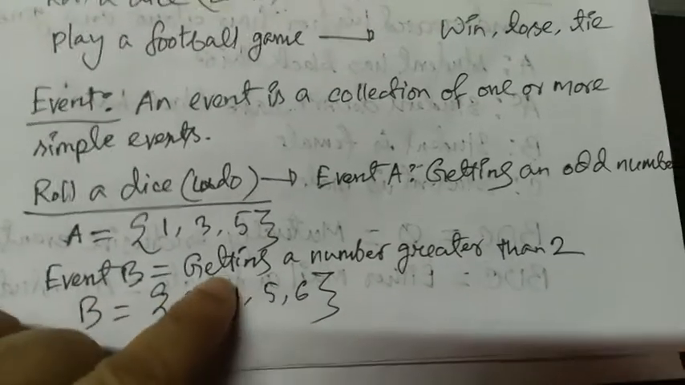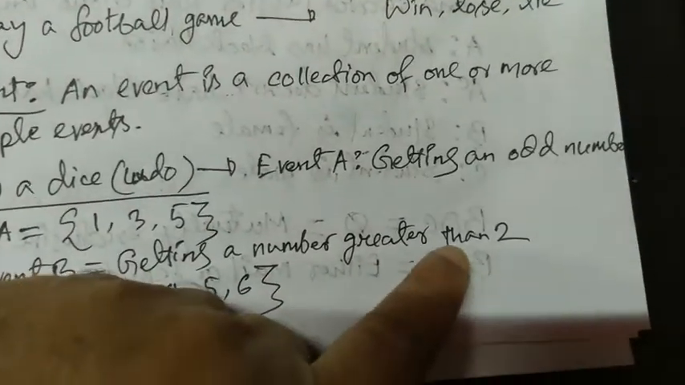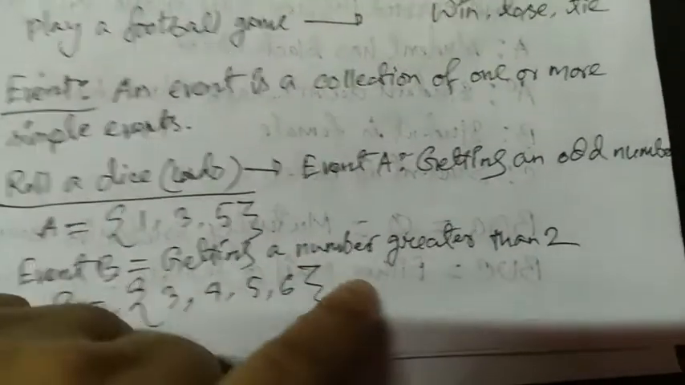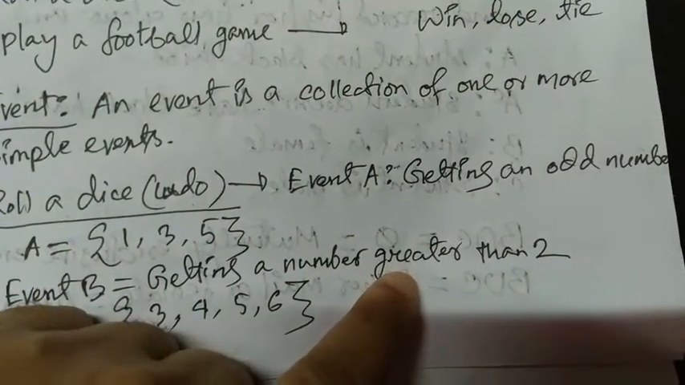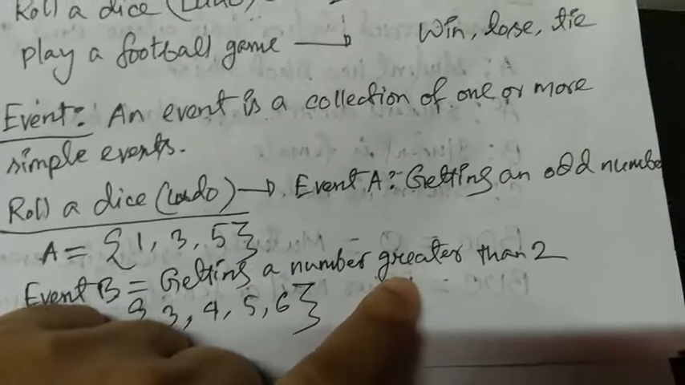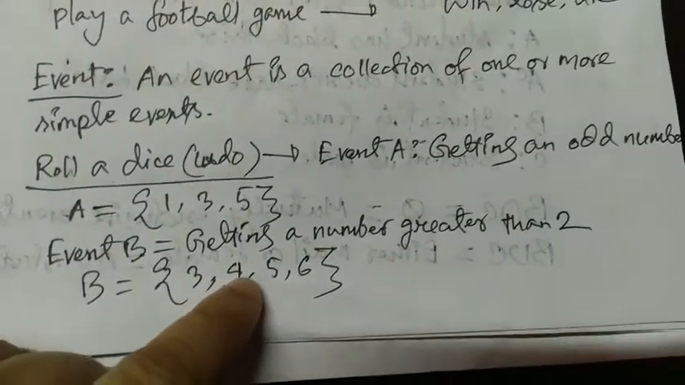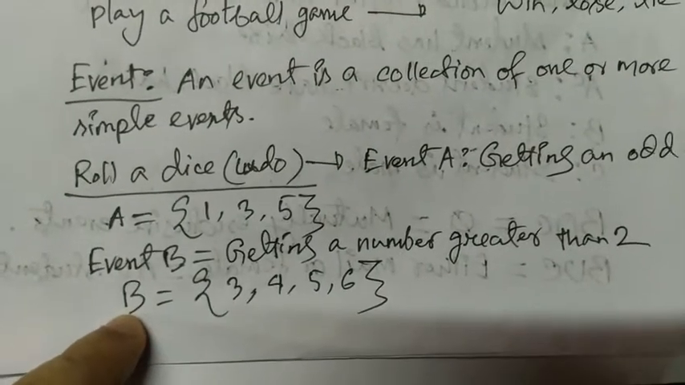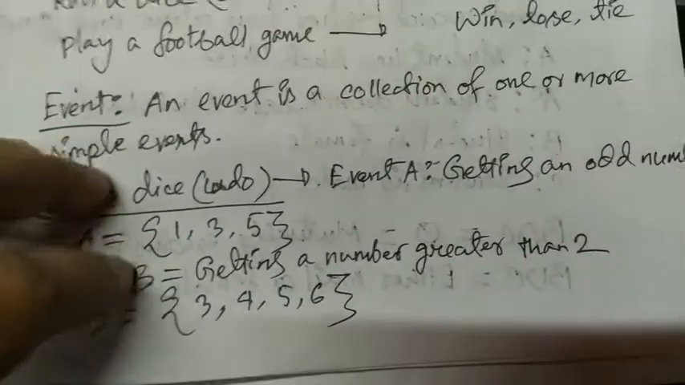Let's see, getting a number greater than 2. We define it as event B. That means getting a number greater than 2 from rolling a dice. So you may get 3, 4, 5 or 6. That means we are defining it as event B.